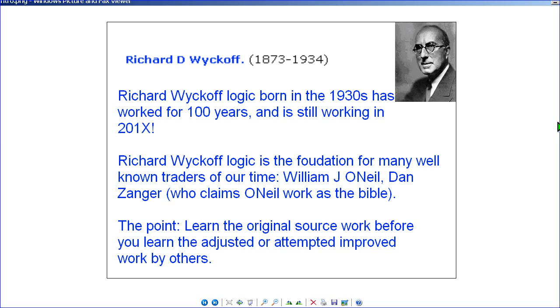Today we're going to re-look at Richard Wyckoff. Richard Wyckoff logic, born in the 1930s, has worked for 100 years and is still working today. It is the foundation for many well-known traders of our time: William J. O'Neill, and Dan Zanger, who claims O'Neill's work is the Bible. You can find more information about those two via the website General Information. The point I'm trying to make is, learn the original source work before you learn the adjusted or the attempted improved work by others.